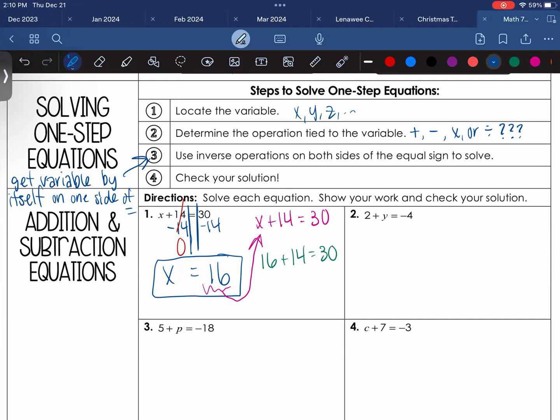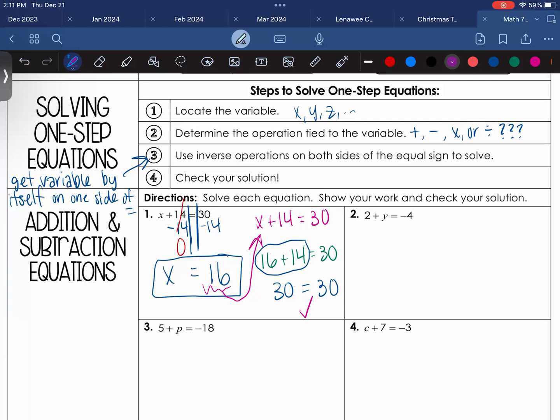Okay, I'm going to actually do this over here on this side. 16 plus 14, if you do it in your head or on a calculator, you're going to get 30. I'm going to bring down everything else, my equal sign and my 30. Obviously 30 is equal to 30. It's the same number, right? So I'm just going to put a check mark so that I know, okay, I checked it. It made sense when I plugged it in. We did it correctly, so x equals 16. All right, let's go ahead and move on to number 2.